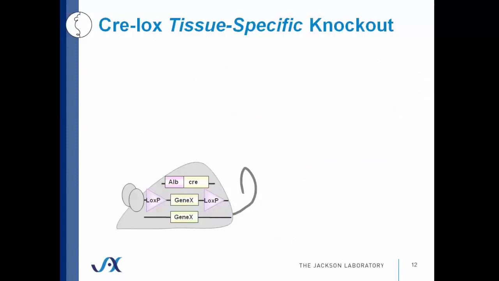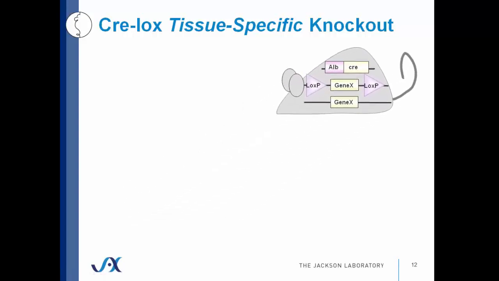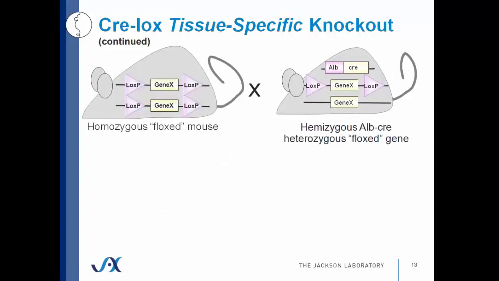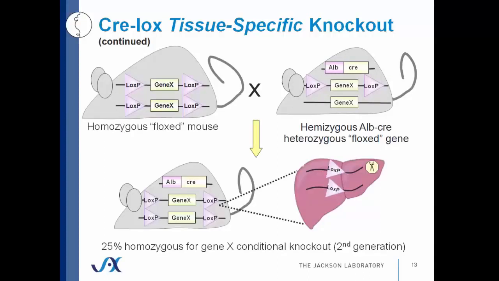So in this case, we'll take this mouse that's heterozygous for the LOXP flanked allele, carrying the Cre, and we'll cross it back to your homozygous flox mouse strain. And from that, you'll generate mice that are homozygous for the flox allele and carry the albumin Cre. It'll be about 25%, or a quarter, of the mice. And therefore, in those mice, they have 2 copies of the LOXP flanked allele in the liver. Therefore, the Cre can knock out both of those copies, thereby creating a knockout in the liver only.